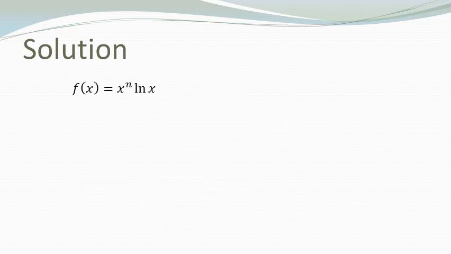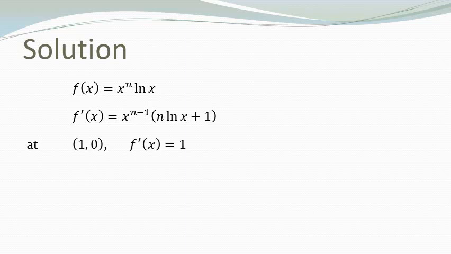Let us now look at the equation of the function again. Now the derivative is given by this expression. So at the point 1 comma 0, the value of the derivative would be equal to 1, and that would also be equal to the slope of the tangent line at that point. So the equation of the tangent at this point would be given by y minus 0 equals x minus 1, or y equals x minus 1.